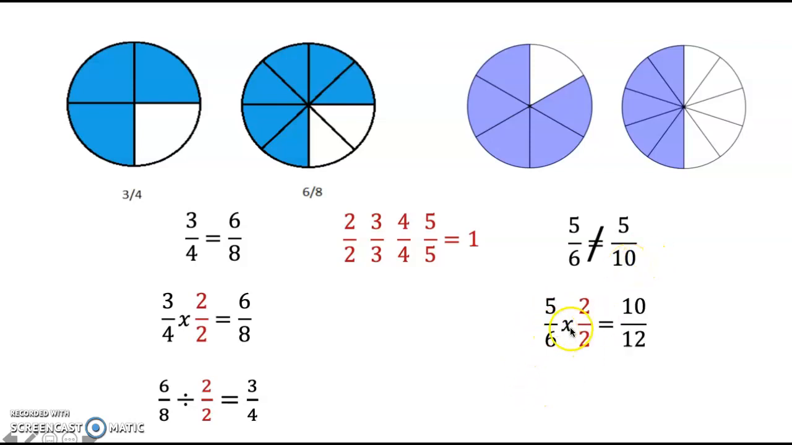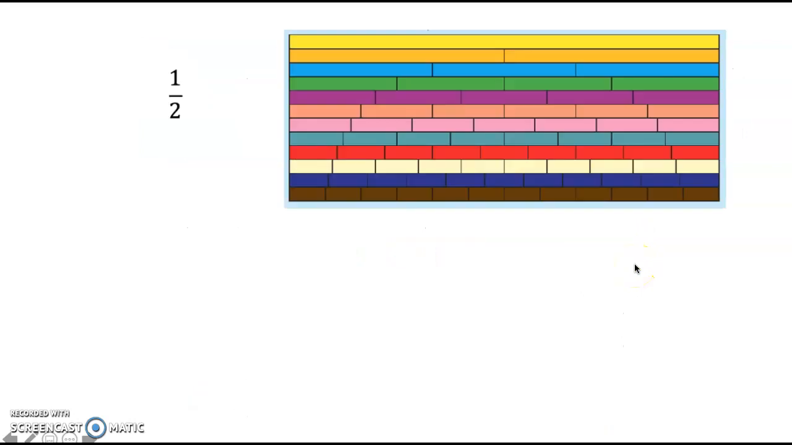Here we have 5/6 times, if we did it by 2/2, which is 1, we would get 10/12. So 10/12 is equivalent to 5/6, but not 5/10. Same as this. 5/10, you could divide this by 5/5, which equals 1, but that would give you 1/2. 1/2 is equivalent to 5/10, but 5/6 is not equivalent to 5/10.